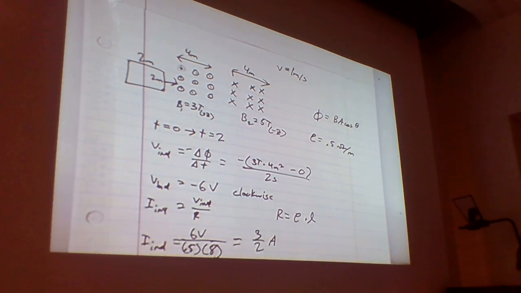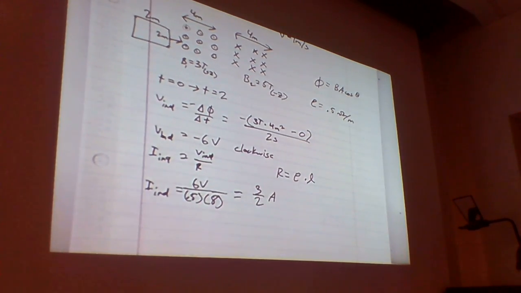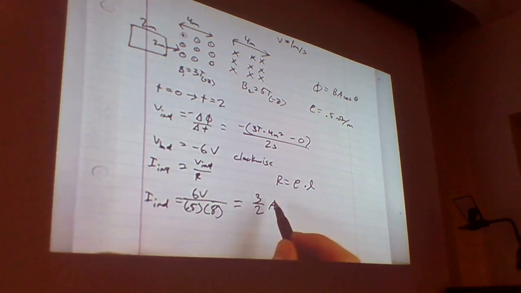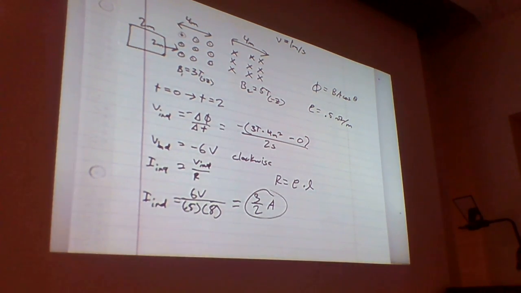Cool, good stuff. Hope I haven't messed anything up yet. Oh, nice. Got it just in the right spot. Okay, so now we found one good thing here. 3/2 amps. That's one of the questions.